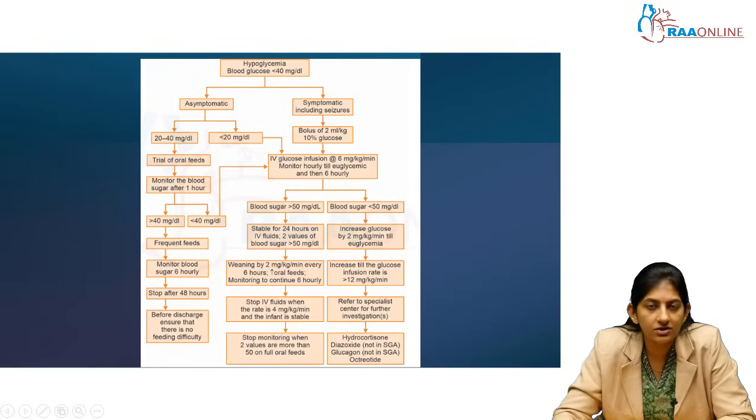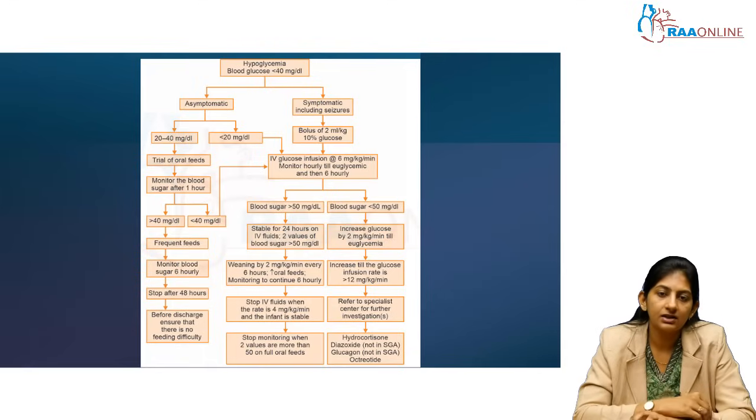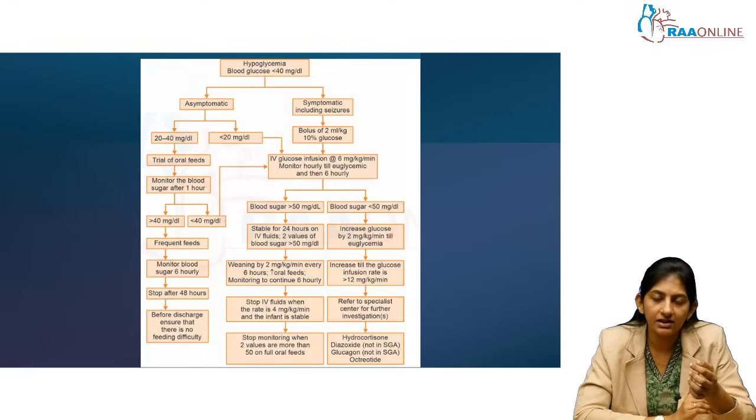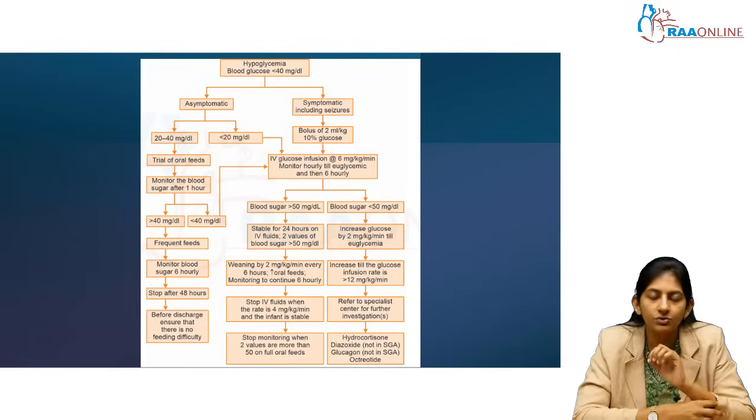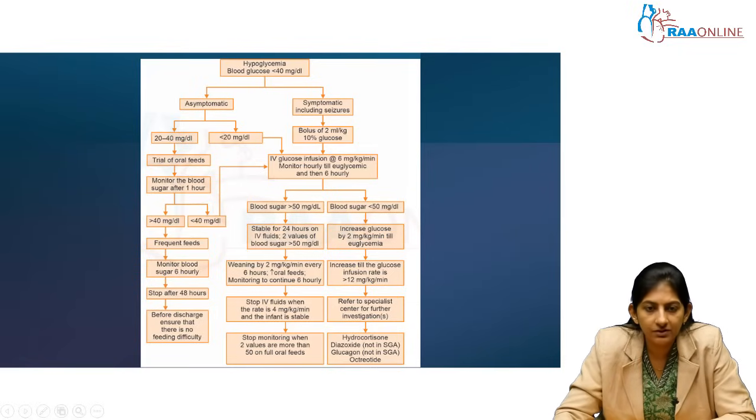Every hour glucose is monitored, and in case the blood glucose is maintained more than 50, you continue the GIR for 24 hours, and then you come down on the GIR, every 6 hours by 2 mg per kg per minute. So in case the baby is on GIR 6, every 6 hours come down by 2. So GIR 4, GIR 2. Mostly we stop at GIR 4 if the infant is stable and the infant is on oral feeds.